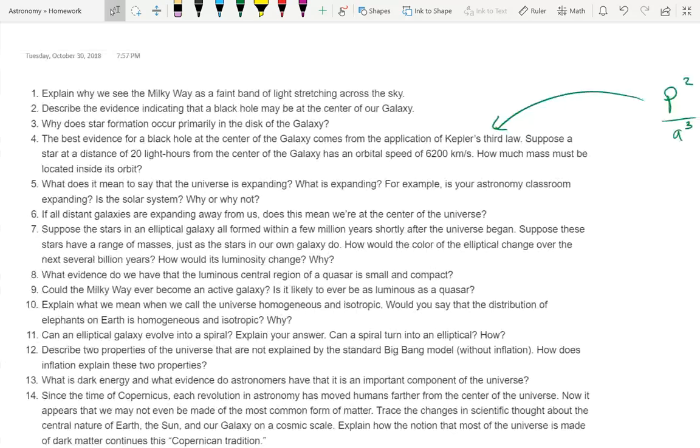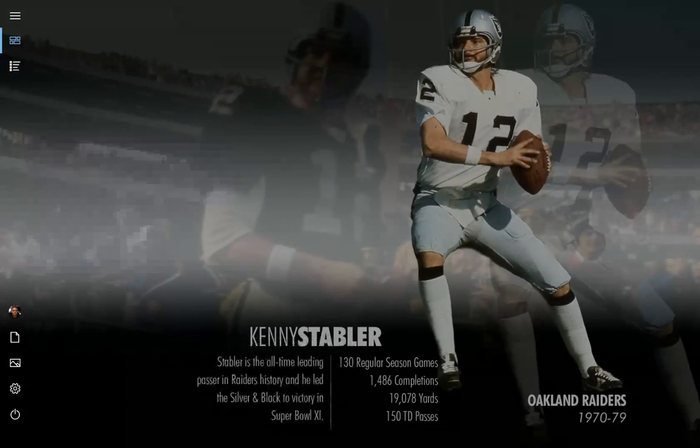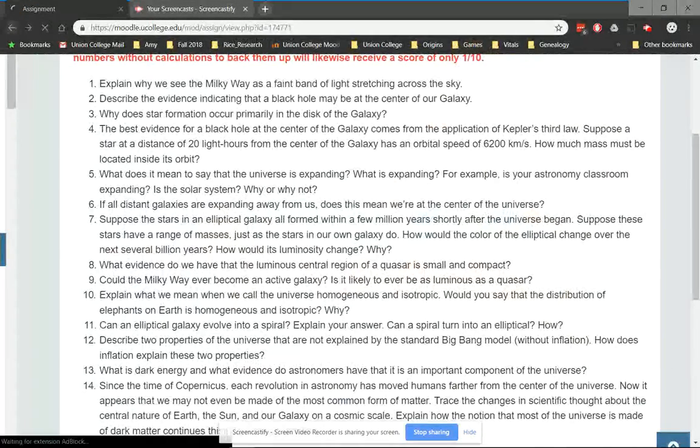Nope. Okay, so let's go back to the website for Moodle, and let's just look at an old exam, because we got the equation sheet with the old exam.